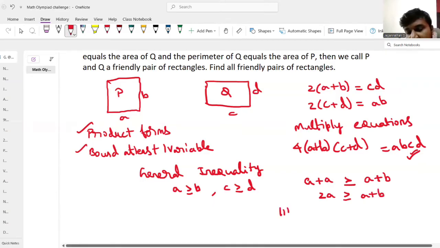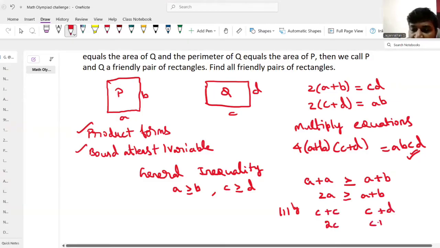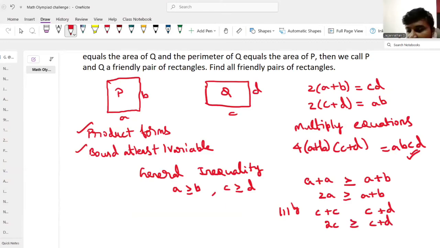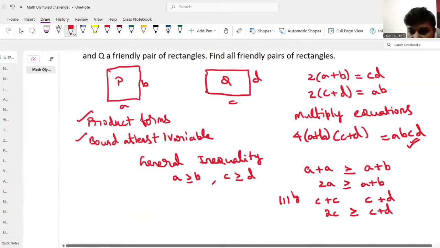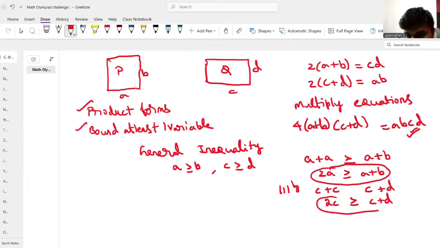Similarly, we'll talk about C plus D. I'll start with C on both sides. They are equal things. Now I know C is greater than or equal to D. So if I add plus C here and plus D here, this will become 2C and this will become C plus D. Now you understand 2C becomes greater than or equal to C plus D.